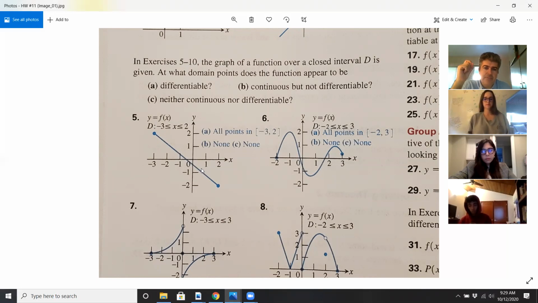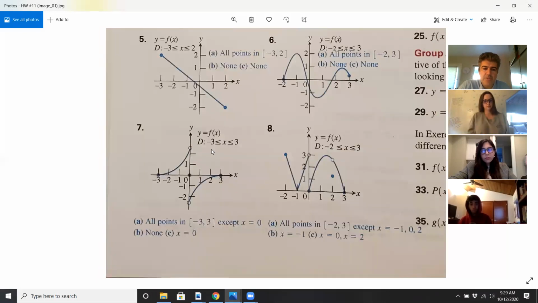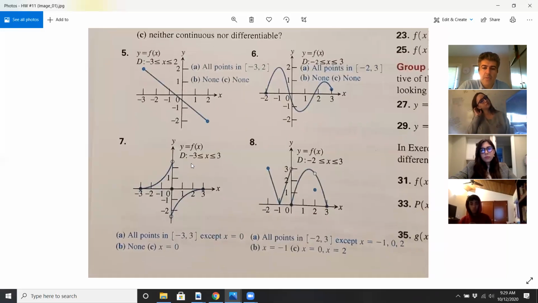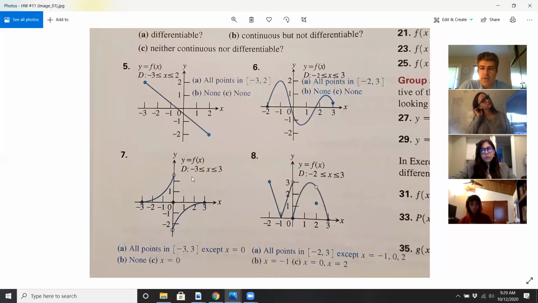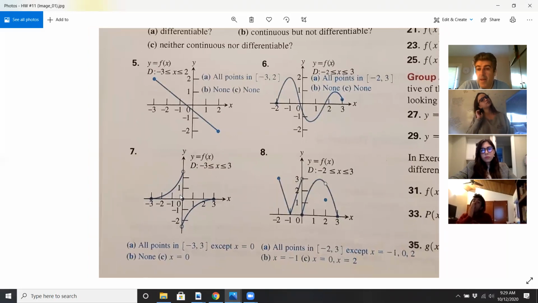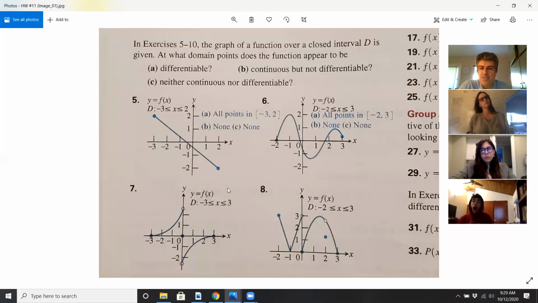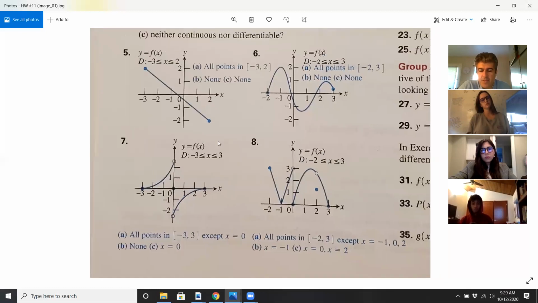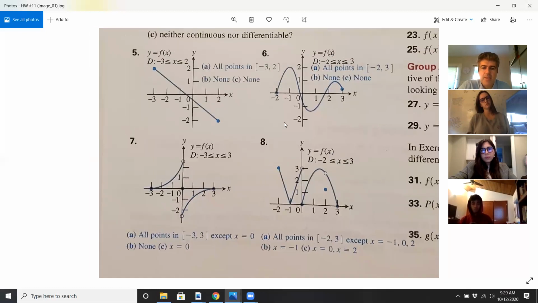Now 7, it's not differentiable because we do have a discontinuity. Where's this discontinuity? At x equals 0. So we're definitely going to say at x equals 0, it's not differentiable. Now, is there any place where it's continuous but not differentiable? Well, the only place where not differentiable is x equals 0 because of discontinuity. So you're going to say no for B. And C, of course, is x equals 0 because it was both not continuous and not differentiable. Now, 8's a little weird.